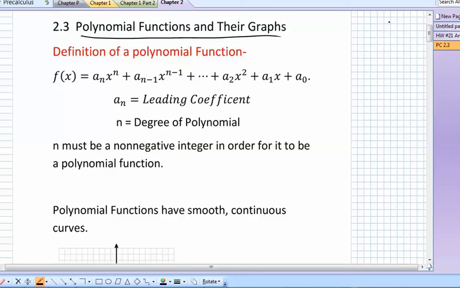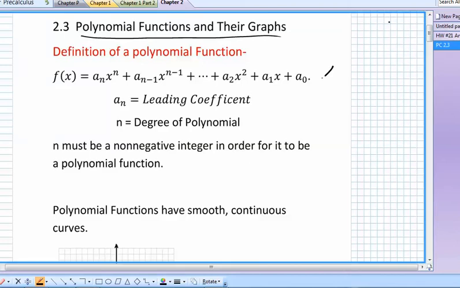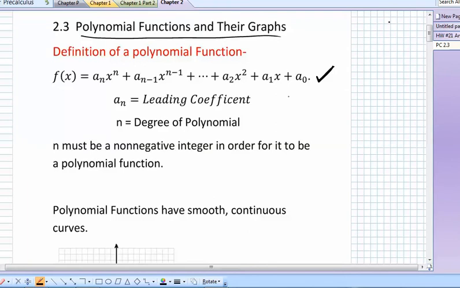Welcome to tonight's video, section 2.3, definition of polynomial functions and their graphs. A polynomial function, here's the general equation right here of a polynomial function. Something like 5x to the fourth plus 3x to the third plus 2x squared plus 6x minus 5. That is a polynomial function.